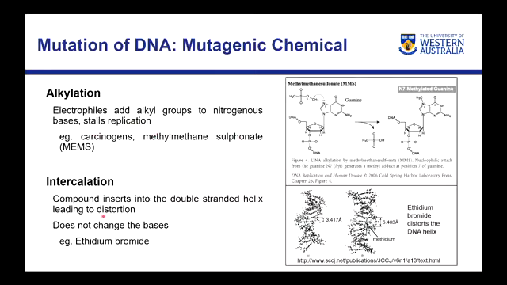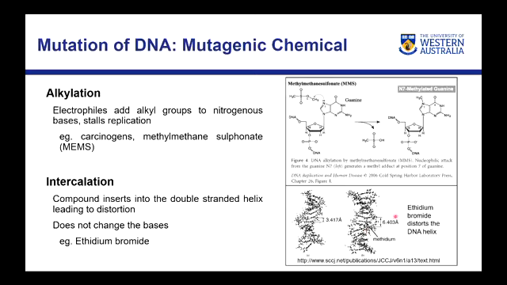And then there is intercalation. The example I'm going to give you here is ethidium bromide. Ethidium bromide used to be used quite routinely in the lab to visualize DNA. I used it during my PhD. Ethidium bromide is a carcinogen. We don't use it anymore in the lab. We have much safer options now.